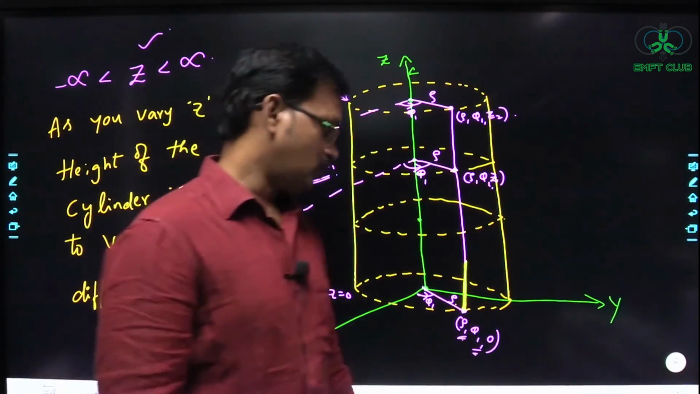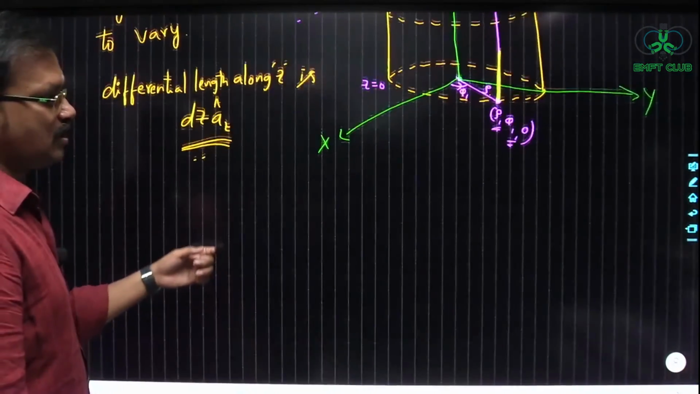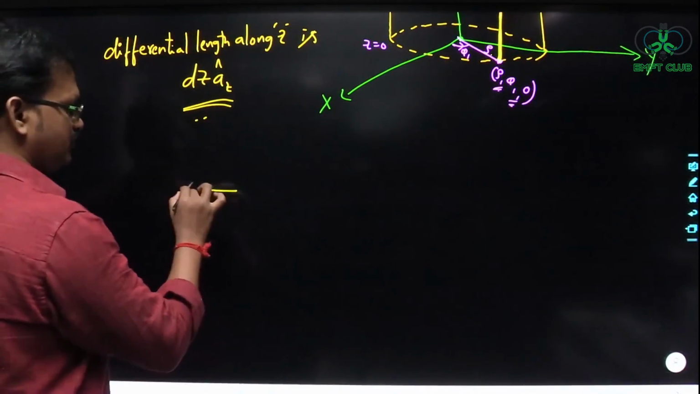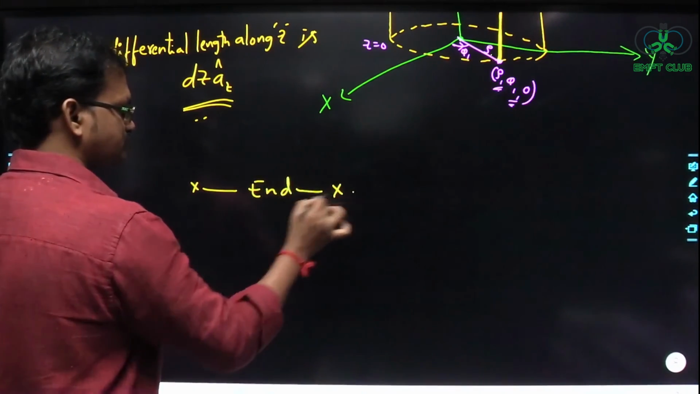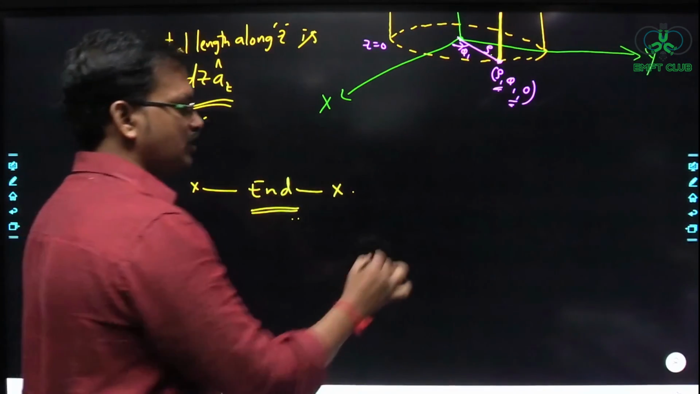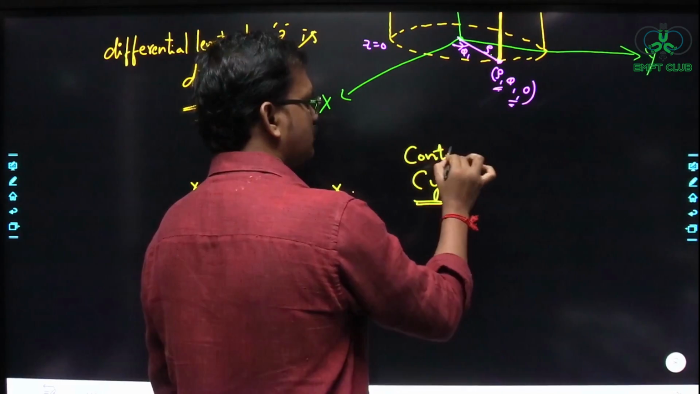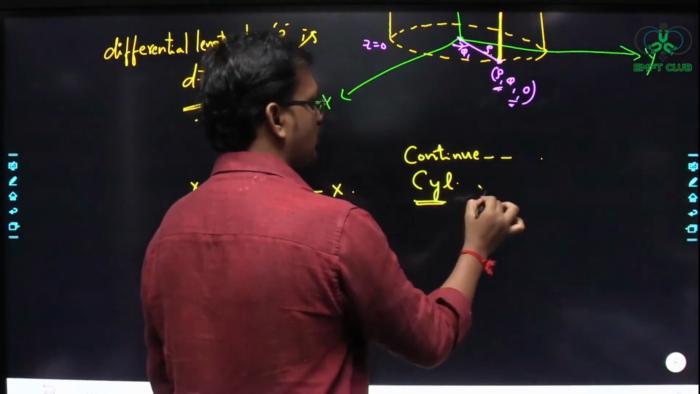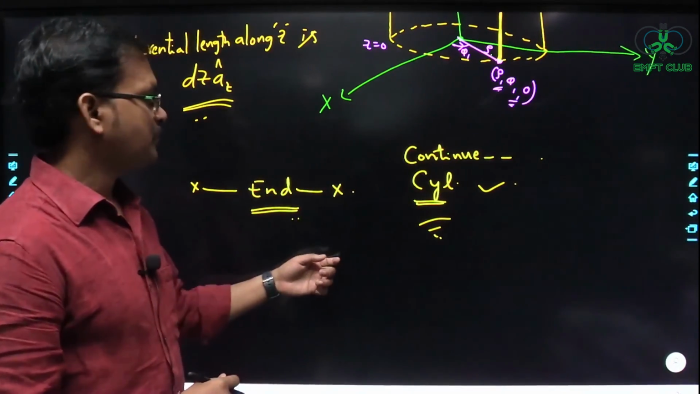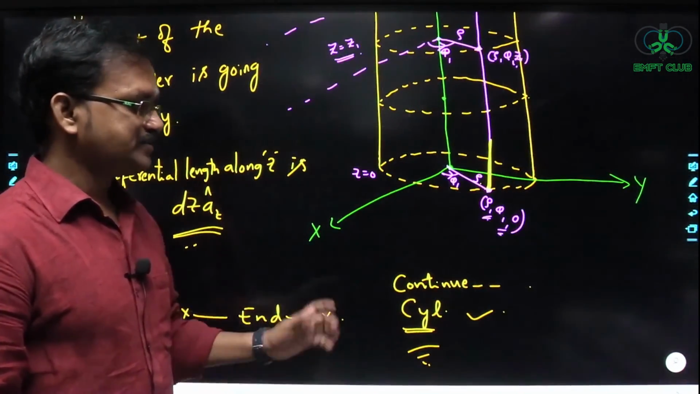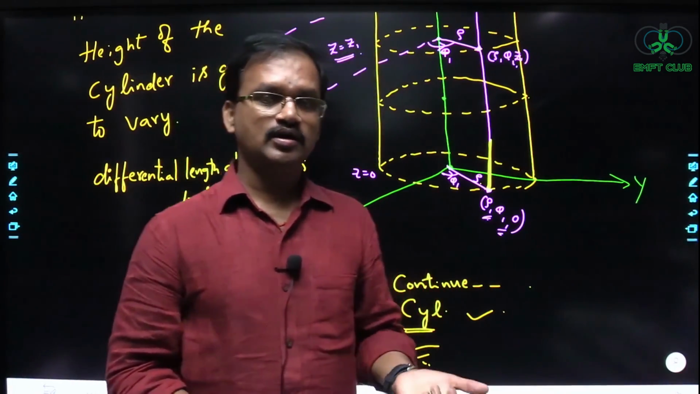I hope all these points are crystal clear. With this, I am ending this session. We will continue the cylindrical coordinate system in the next lecture. I hope that up till now it is crystal clear.